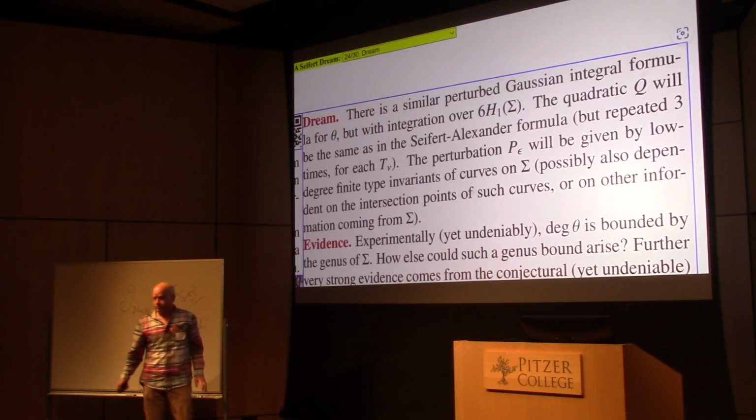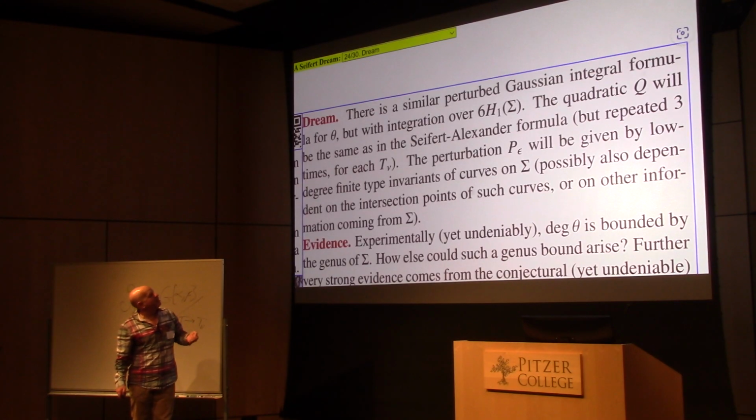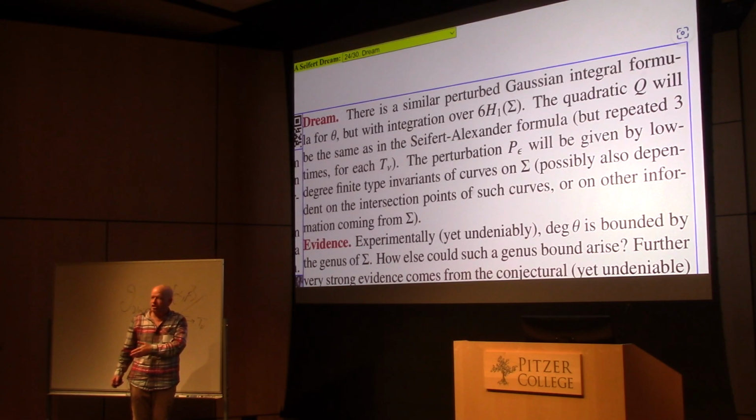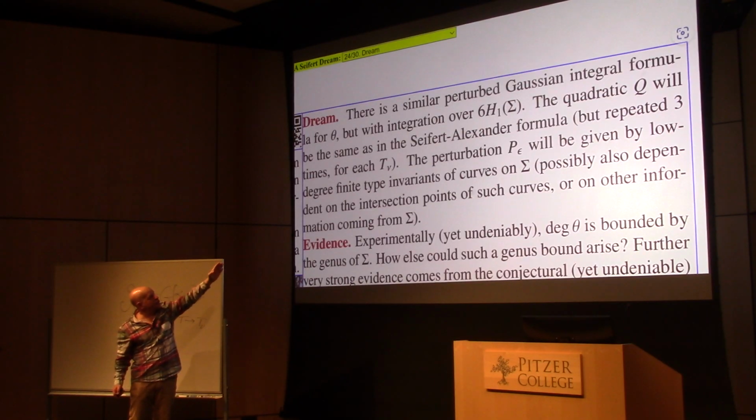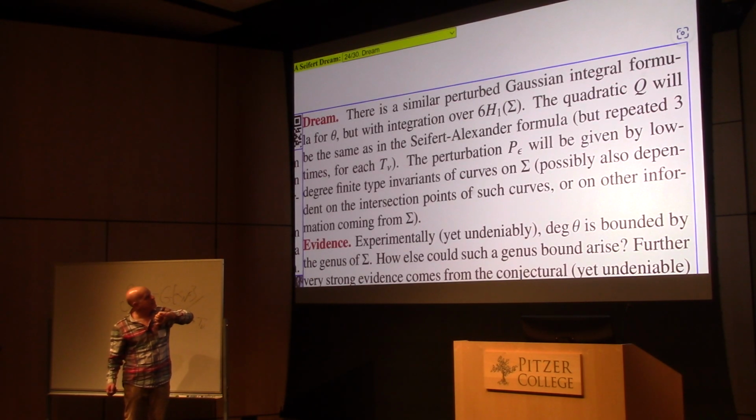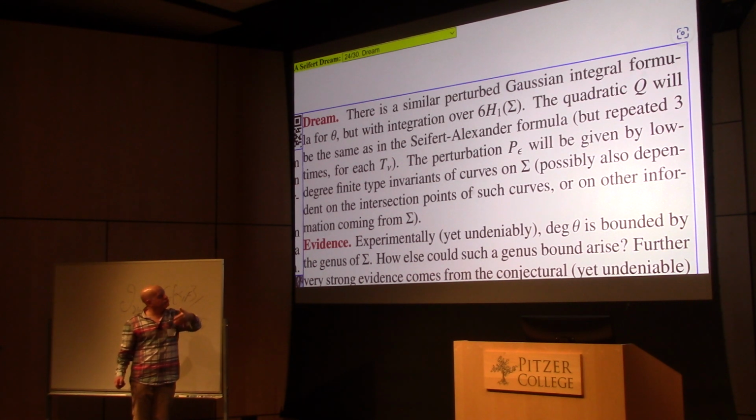And now I can tell you the dream. The dream is that there is a similar perturbed Gaussian integral formula for theta. We already have one with integration over the space of edges, a space that has one dimension for each edge, and then you multiply by 6. So what I expect is that the integration will be over a space which has 6 times the first homology of the surface. The quadratic Q will be the same as the Seifert-Alexander formula, because you want the denominator to be the Alexander polynomial, except repeated 3 times, 1 for each variable t nu.